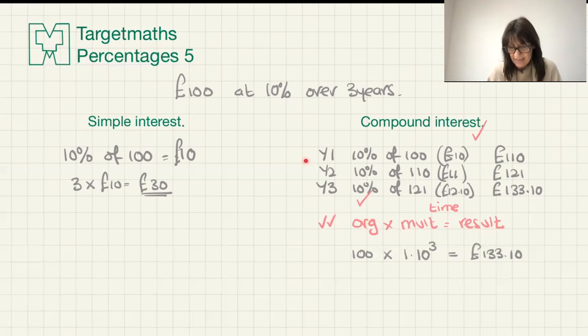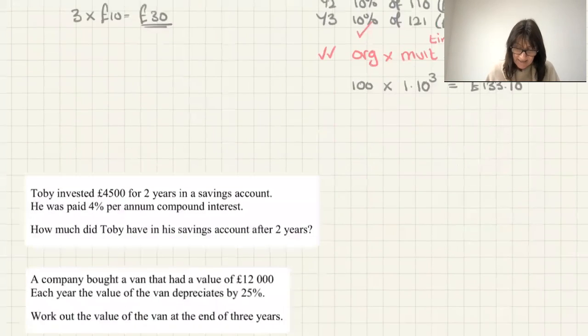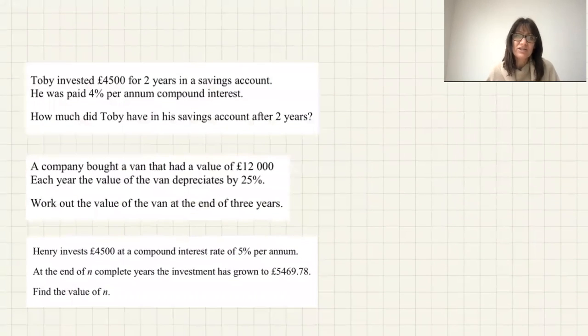They're not really expecting it to be stepped through year by year. So our original times multiplier equals result is the formula, but with the add-on time. Okay, let's actually see this in practice. I've put 3 questions down so we can do one at a time.